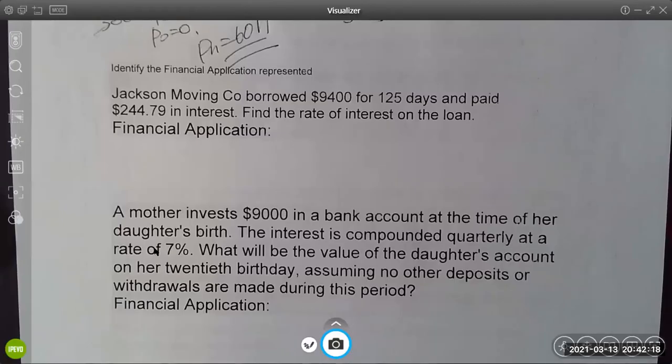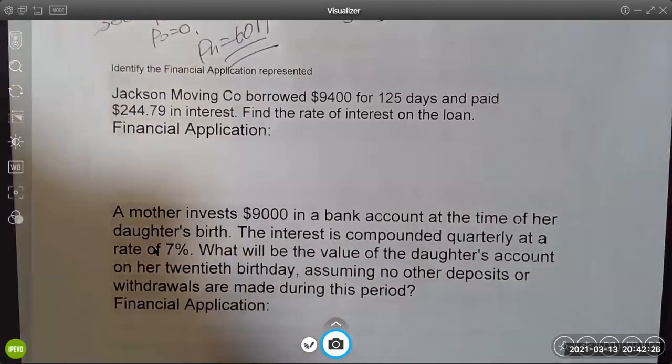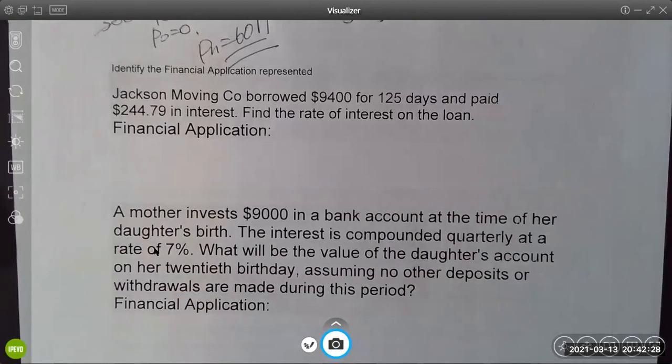Look at the requirement. We only need to identify the financial application represented. That means we don't need to do any calculation. We just need to tell which financial application is going to be applied here. Jackson Moving Company borrowed $9,400 for 125 days and paid $244.79 in interest. Find the rate of interest on the loan.